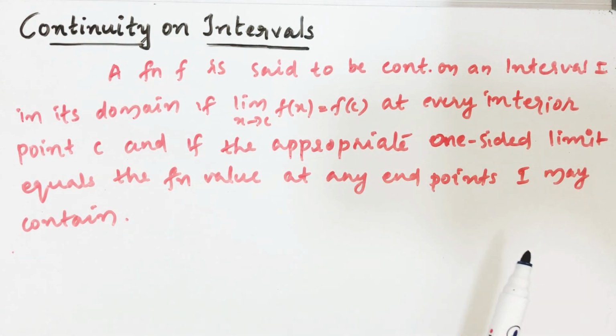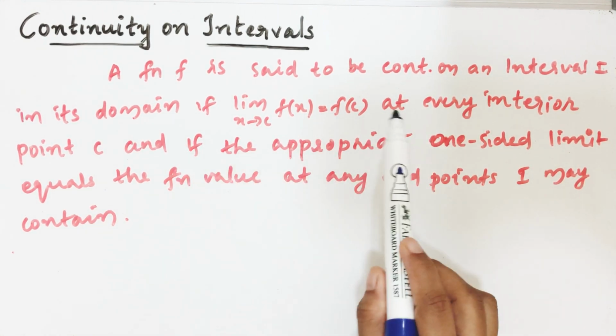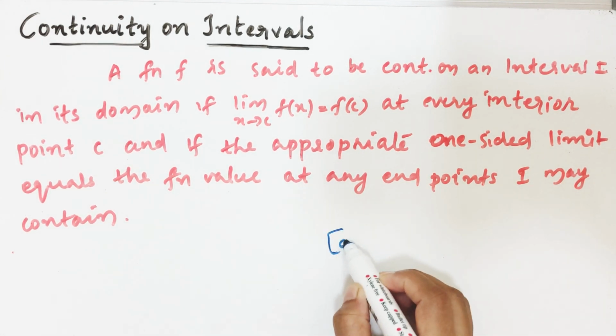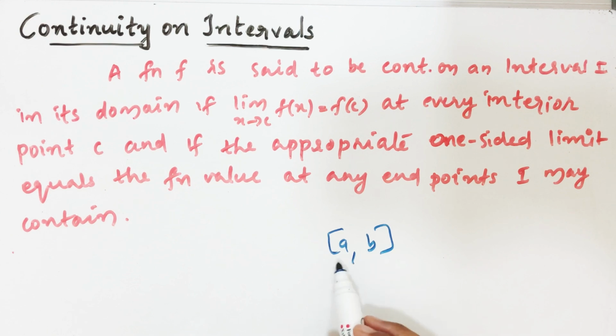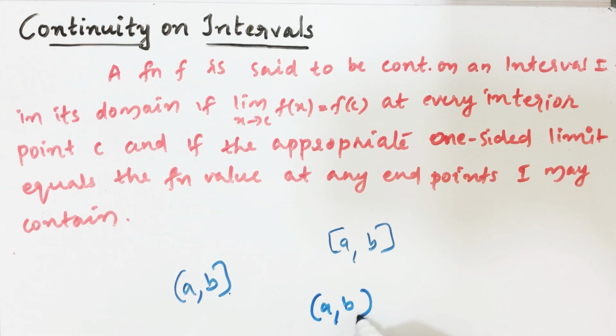That is, a function is continuous on an interval I in its domain if it is continuous at every interior point c, and also if it has any endpoint, then it should be continuous at that endpoint also. If it is a closed interval [a, b], then it should be continuous at both endpoints. If it is an open interval (a, b], then it should be continuous at the right endpoint. If it is an open interval (a, b), we have to check the continuity at the interior points only.